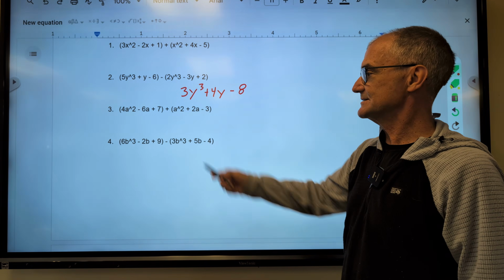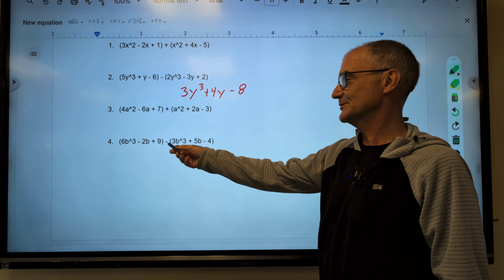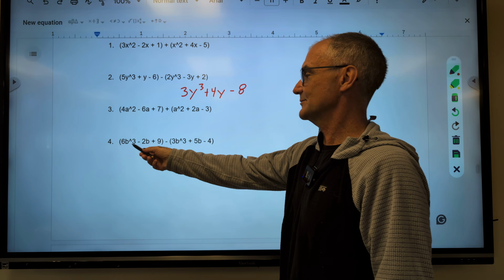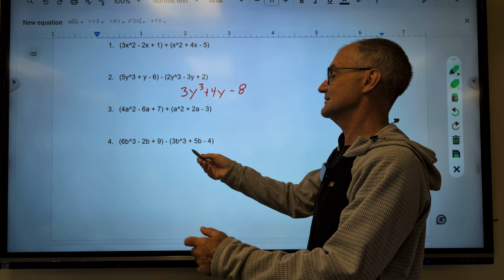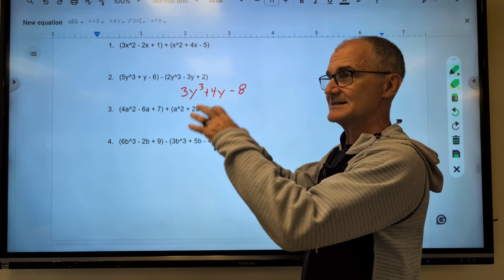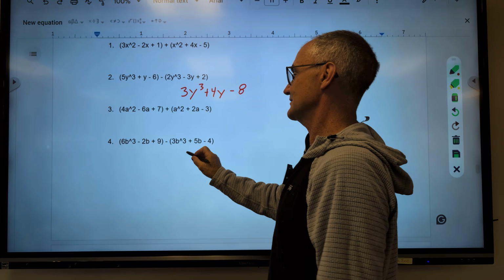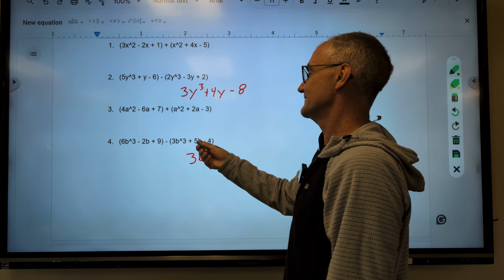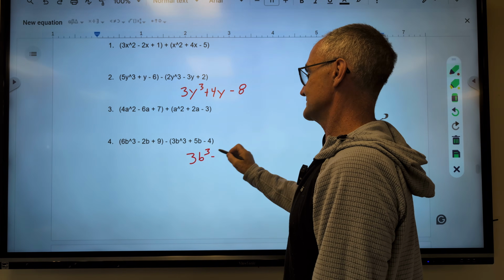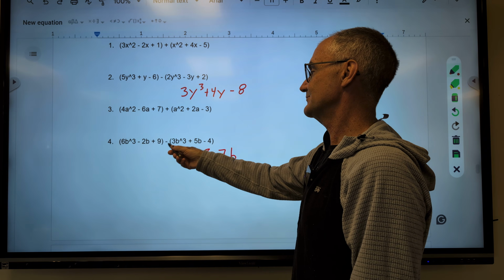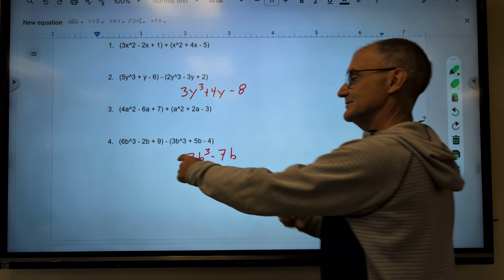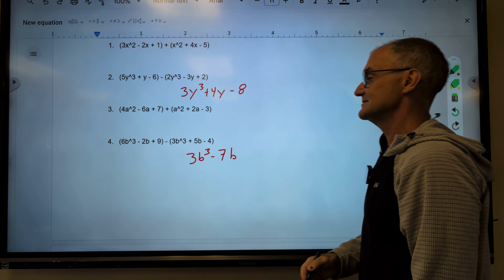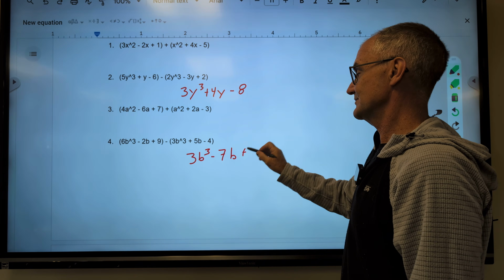Now let's skip 3 and jump down to number 4. 4 is going to be trickier because I've got to remember that negative. 6b to the third, minus 3b to the third. Well, I got these b to the third, right? I got 6 of them minus 3 of them leaves me with 3b to the third. Negative 2b minus 5b, negative 7b. 9 minus negative 4, negative, negative makes it positive. So that's the same as 9 plus 4, or 13.